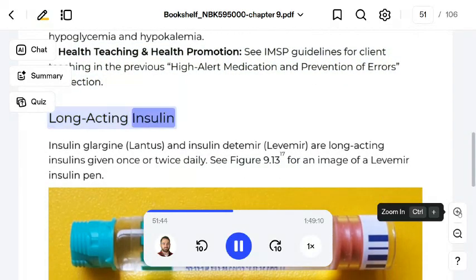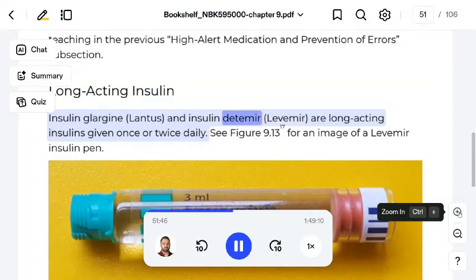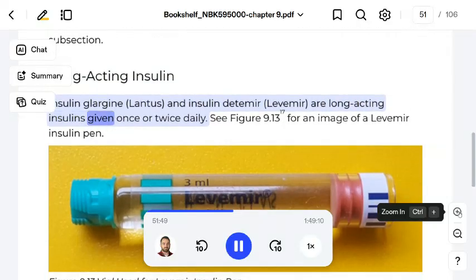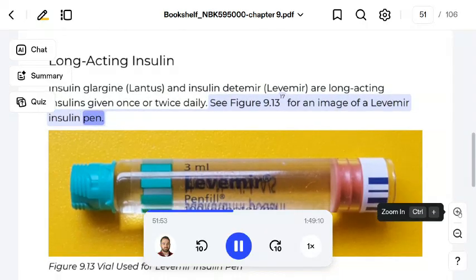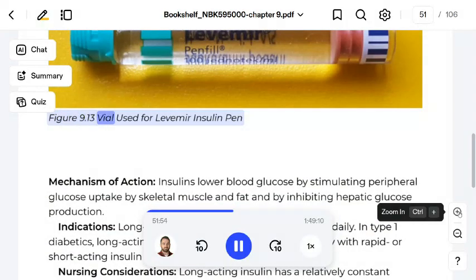Long-acting insulin. Insulin glargine and insulin detemir are long-acting insulins given once or twice daily. See Figure 9.13 for an image of a Levemir insulin pen. Figure 9.13: vial used for Levemir insulin pen.